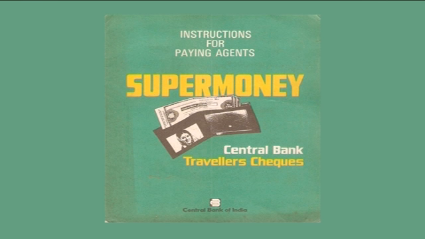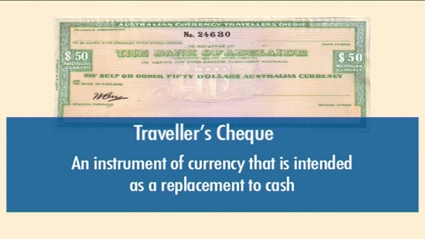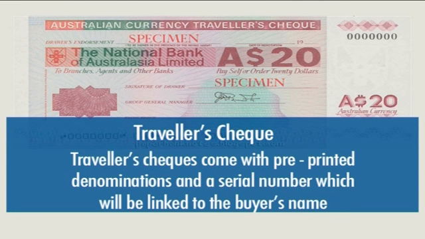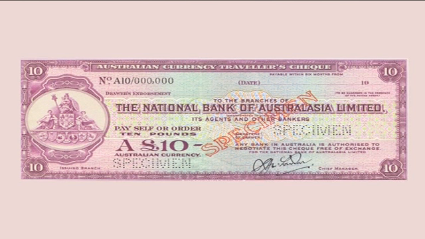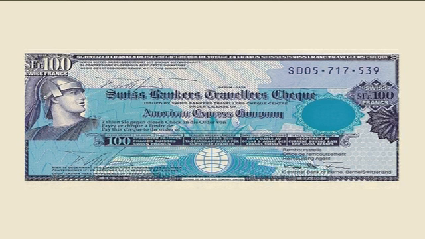This danger was perceived in the late 1800s, paving way to the idea called traveler's check. A traveler's check is an instrument of currency that is intended as a replacement to cash. Traveler's checks come with pre-printed denominations and a serial number which will be linked to the buyer's name. This was a widely used form of currency since 1874 when Thomas Cook started issuing these.